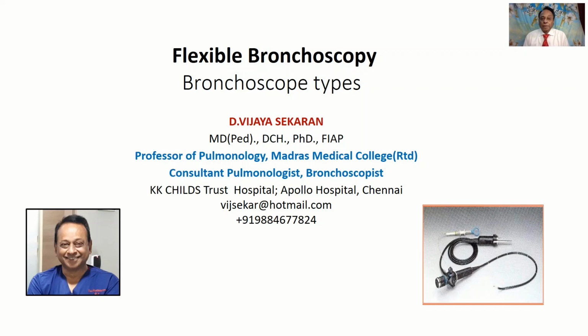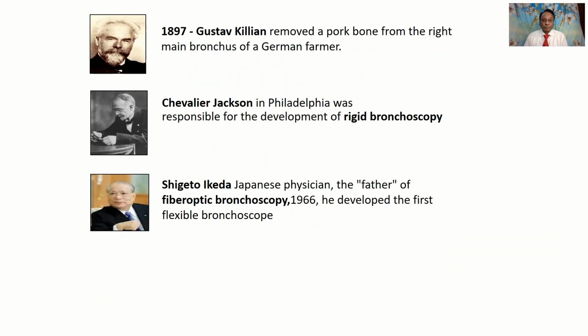Hi friends, in the series of flexible bronchoscopy, the first one is bronchoscope types. Anybody who wants to do bronchoscopy should first know many things methodically, of which the most important is what a bronchoscope is and what types of bronchoscope are available, what the newer advances are, and how you can purchase a bronchoscope that is suitable for practice. All these things you should know.